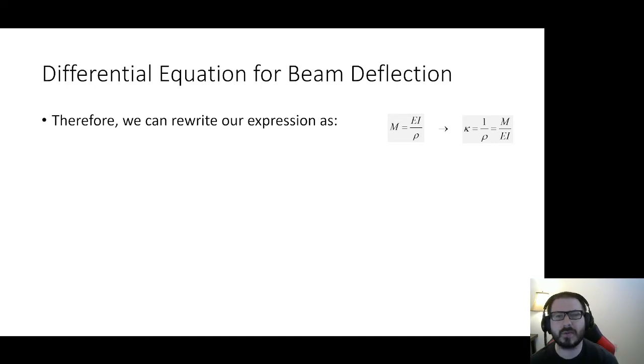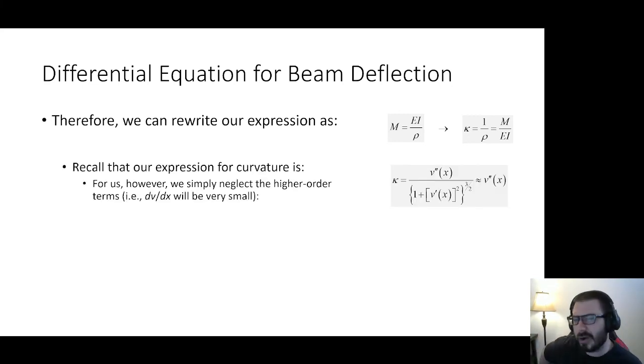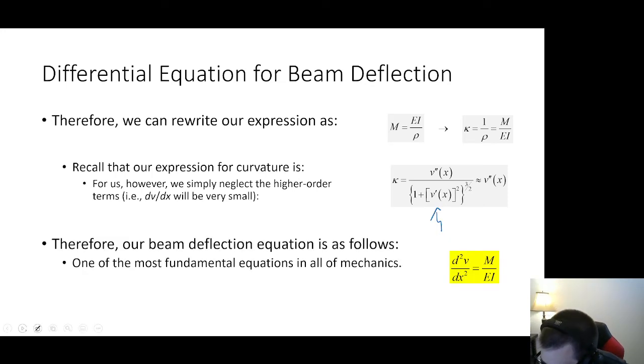So this is me just rewriting things a little bit. I have the moment is EI over rho, or just putting the rho on one side and M over EI on the other, just taking care of the algebra, I get this. Now let's look at our curvature expression. Remember, we're using small deflection theory. So if we look at our curvature expression, small deflections indicates really small slopes. And if I take a small slope and I square it, I get a really, really, really small slope.